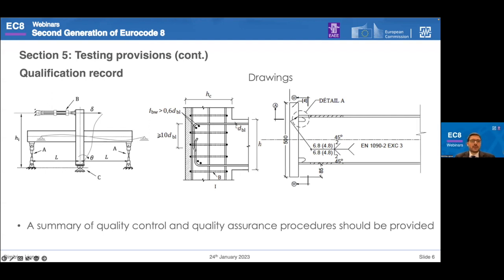a typical drawing on a steel joint, where here you see that some important information related to welds or the fabrication practice, including, for instance, execution classes, should be summarized to ensure quality control and quality assurance as part of the process.